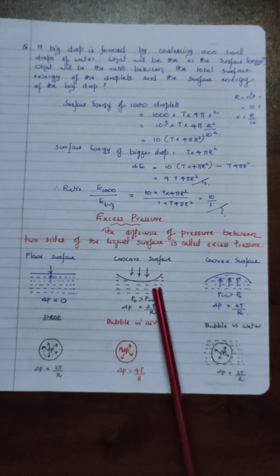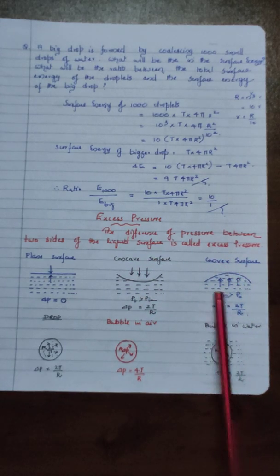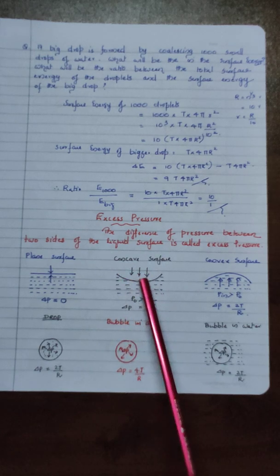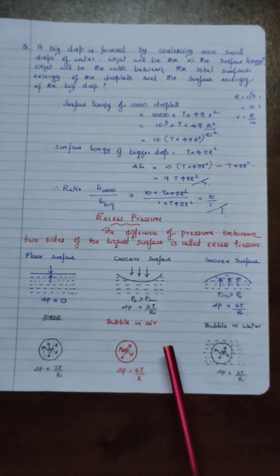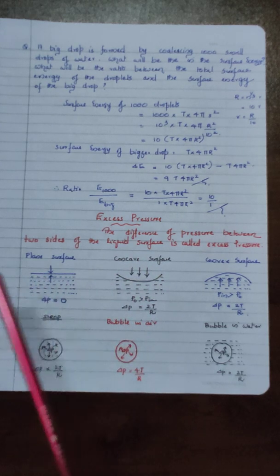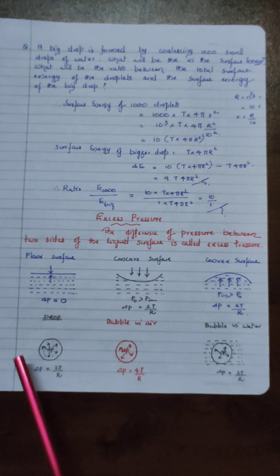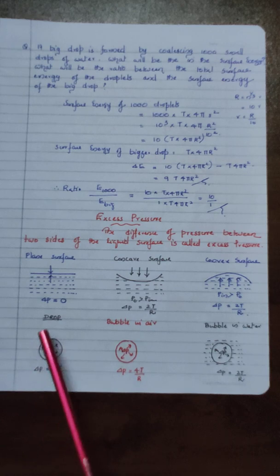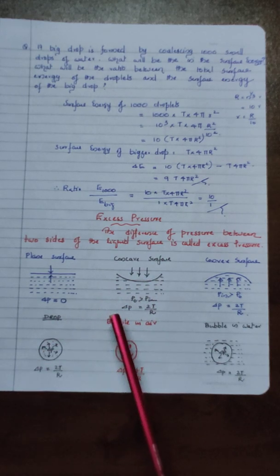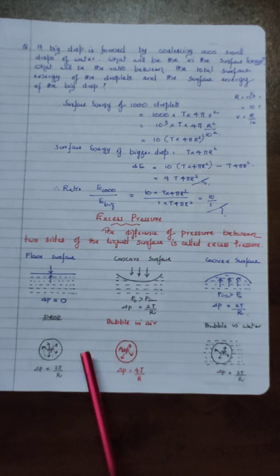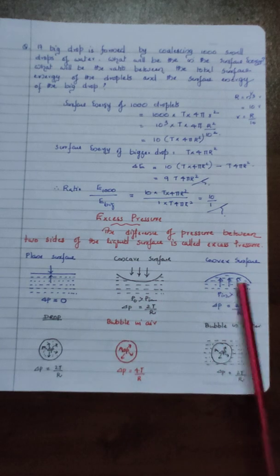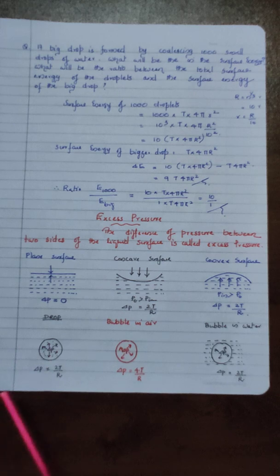Excess pressure, the difference of pressure between the two sides of the liquid surface, is called excess pressure. And keep in mind, if you just consider a concave surface, see the very important concept. For a plane surface, the excess pressure between them is 0. But for a concave surface, the outside pressure is greater compared to the inside. So the excess pressure is 2T by R. For a convex surface, it is 2T by R. For a drop, it is 2T by R. For a bubble in air, we can say 4T by R. But for a bubble in water, it becomes 2T by R. These are very important concepts.